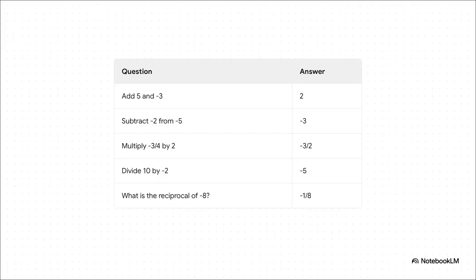And here are the answers. So, how'd you do? Did you notice that subtracting a -2 is actually the same as adding 2? So -5 plus 2 gives you -3. And for that last one, the reciprocal of -8 is -1/8, because remember, a negative times a negative gets you that +1. See? The rules always work.